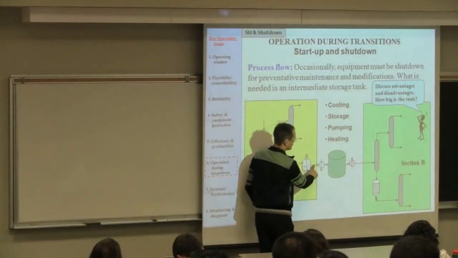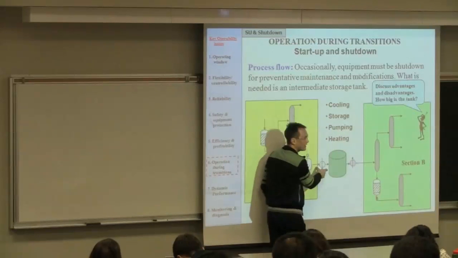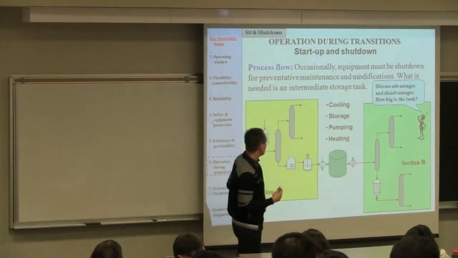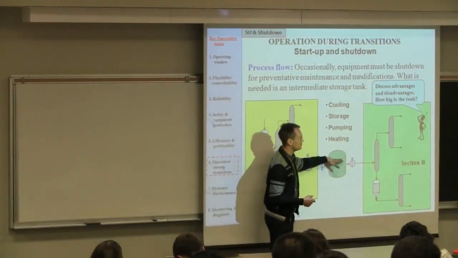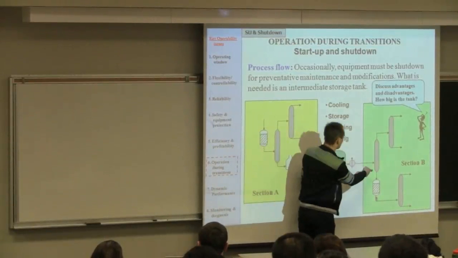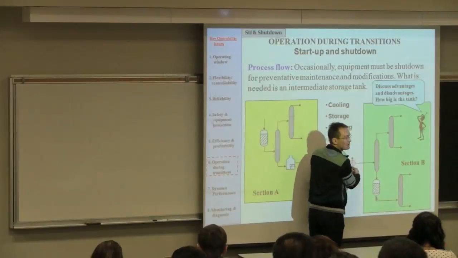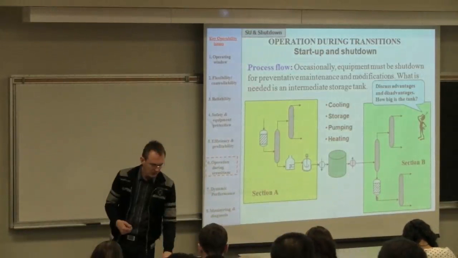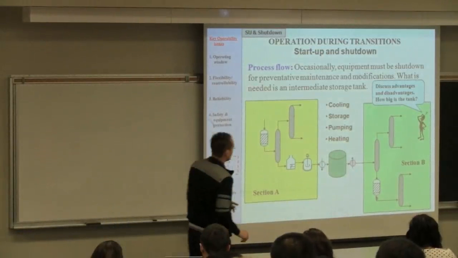Ordinarily, I would take this hot stream straight to the distillation column. But now I'm storing it, so I would need to cool it down first before I take it to the storage tank. Let's assume that part A of my process is shut down for maintenance, and I've accumulated some inventory in my storage tank that I want to send to part B. Normally, this distillation sees a warm stream. Now I have to preheat it first. So this is wasteful. You don't normally go through your inventory tank.